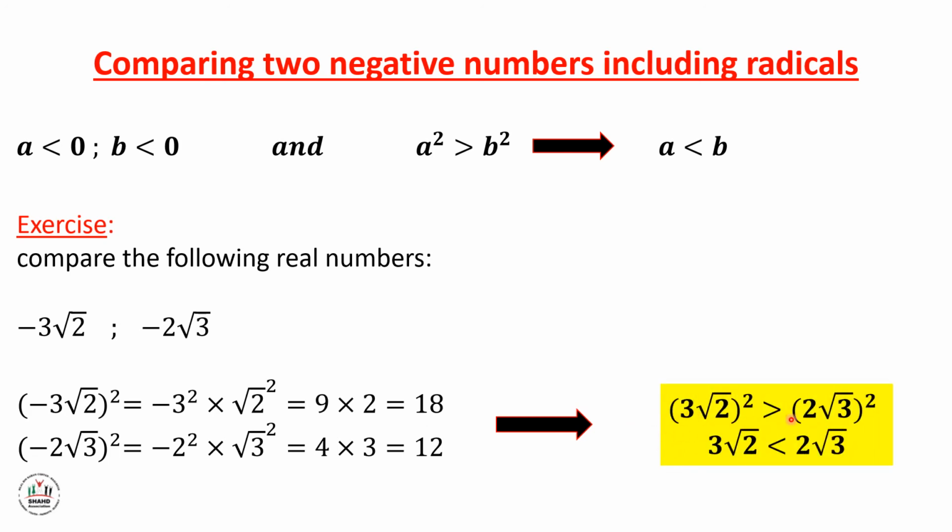So we have here a square greater than b square, or (3 radical 2) square greater than (2 radical 3) square. So minus 3 radical 2 is less than minus 2 radical 3. We reverse the comparing sign. The greater becomes less.